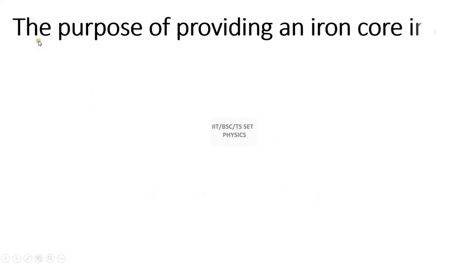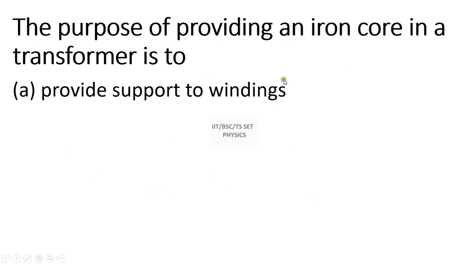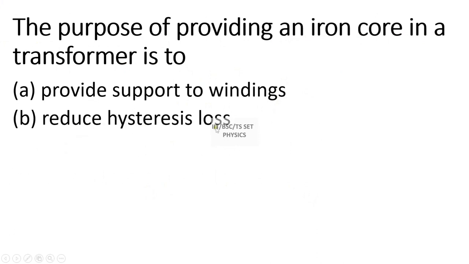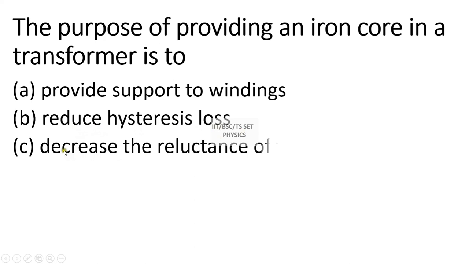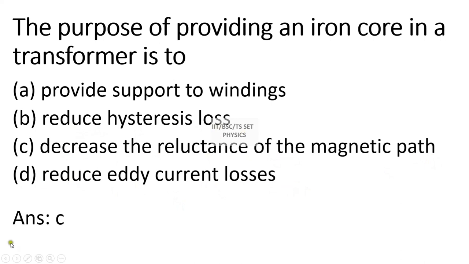Next question. The purpose of providing an iron core in a transformer is to provide support to windings, reduce hysteresis losses, decrease the reluctance of the magnetic path, reduce eddy current losses. Answer C, decrease the reluctance of the magnetic path.